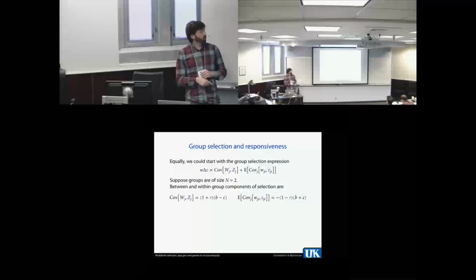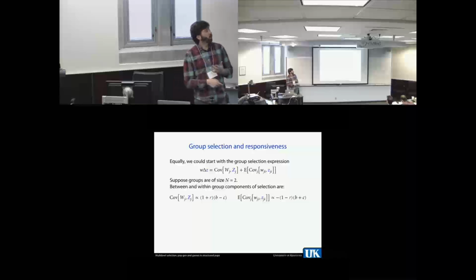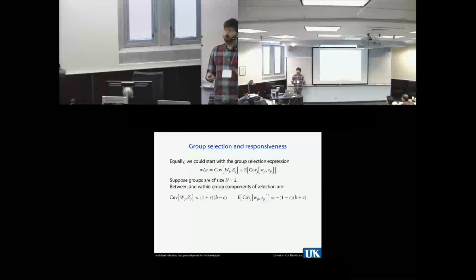And then the within-group component is b minus b plus c times 1 minus r. And so this is always negative. Given this kind of cooperative dilemma, this prisoner's dilemma setup, there's always negative within-group selection. That reflects the fact that cooperators are always doing more poorly within groups than they are doing between groups.